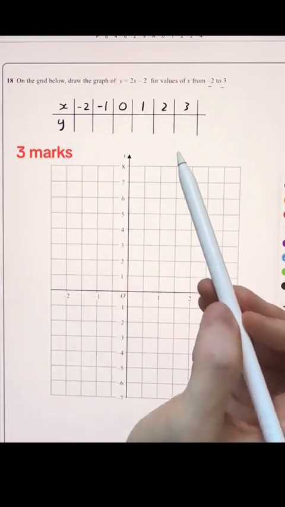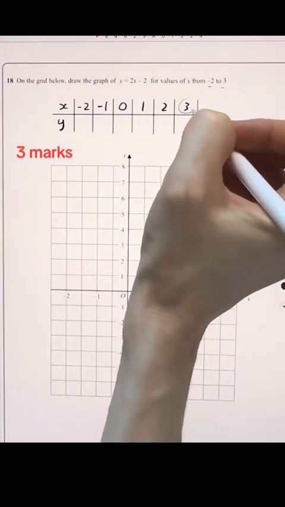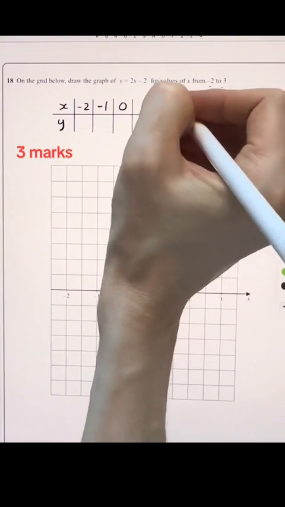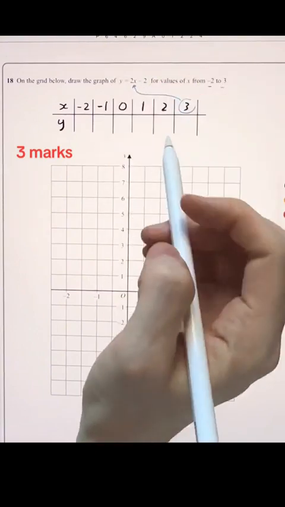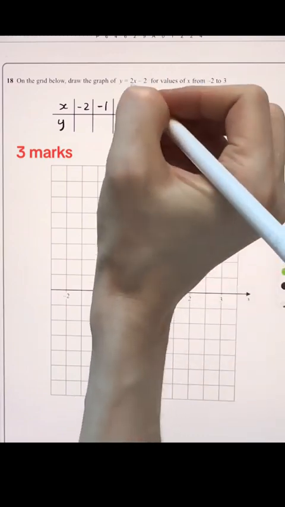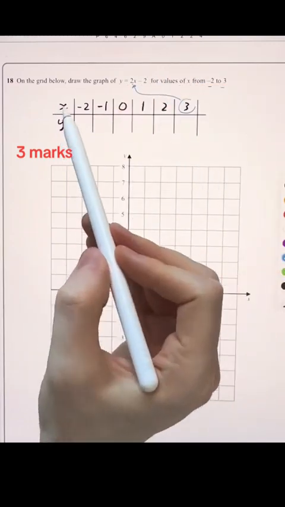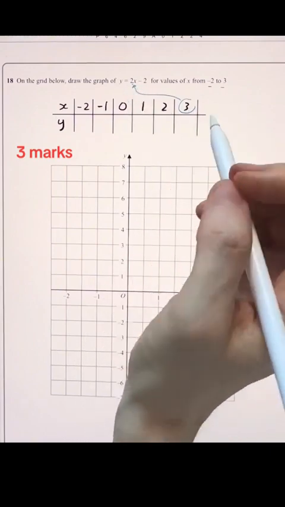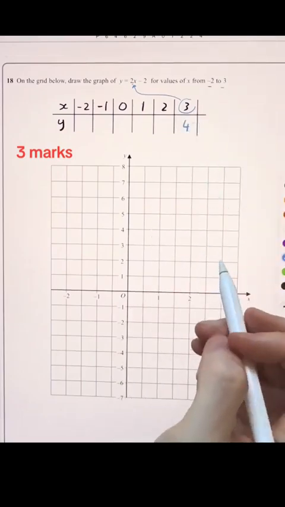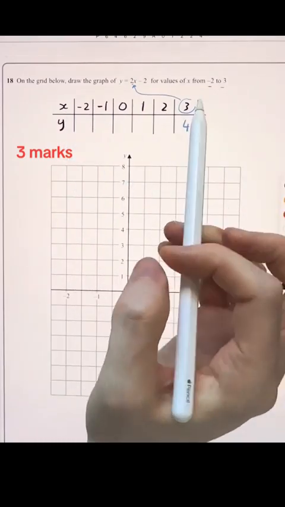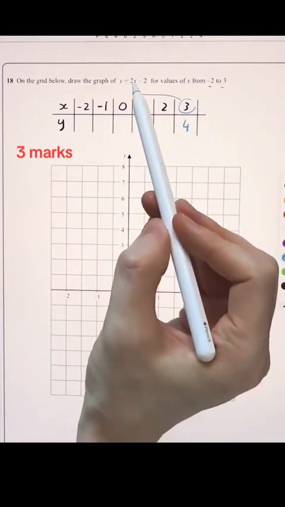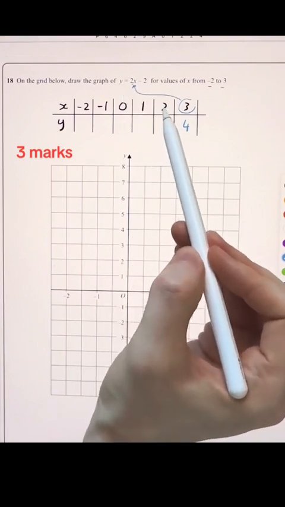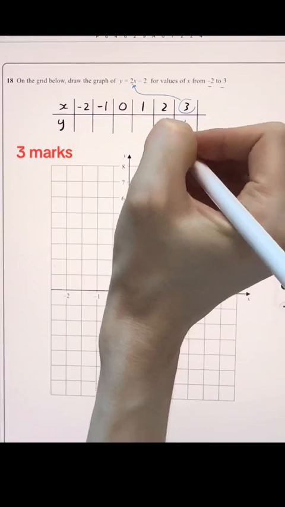To find our corresponding values of y, all we're doing is substituting each value for x separately into our equation. We know 2x in algebra means 2 multiplied by x. Here, if x is 3, then 2 times 3 gives us 6, and 6 subtract 2 gives us 4. Now, if x is 2, 2 times 2 is 4, and 4 subtract 2 will give us 2.